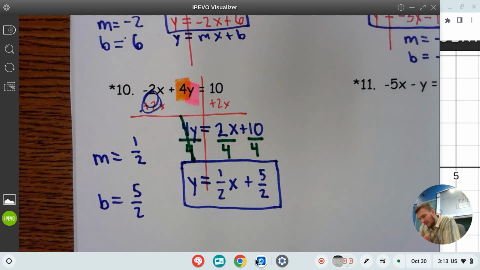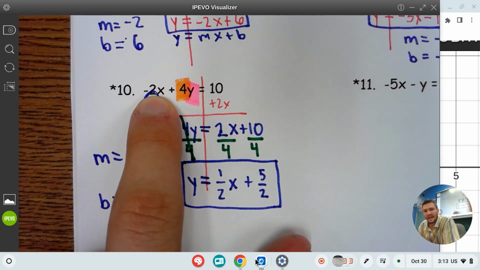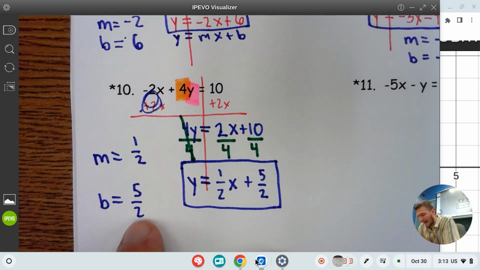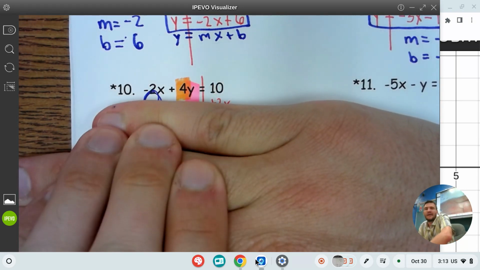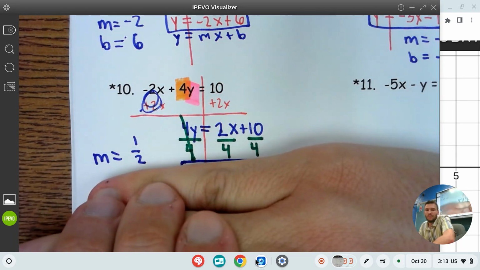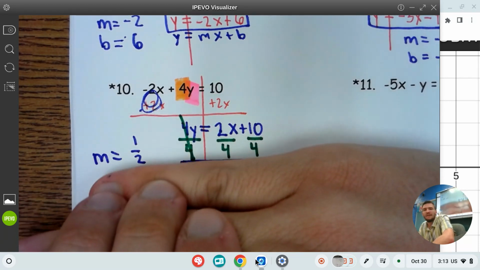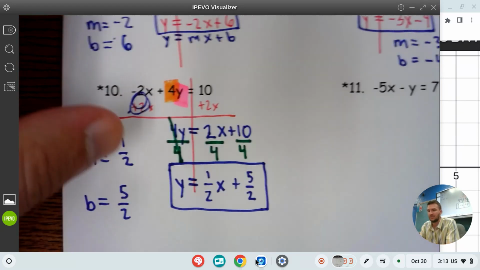Now I just want to point out, really quick, that if you look at where we started, -2, 4, and 10, and we look at our answers, 1/2 and 5/2, is there any way you can start this question and just say m equals 4? No, because the m is 1/2. The m kind of shows up randomly. So don't be a student who tries to take shortcuts here. Just do the solving, you'll be good.